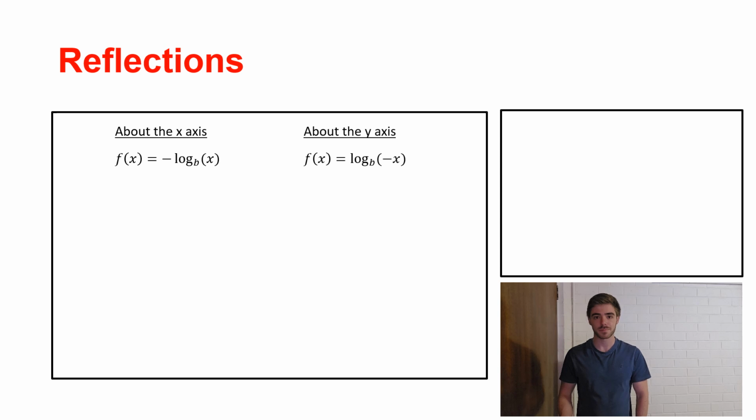Reflections are identified by negative signs, either attached to the front of the logarithm or directly to the x variable. If your negative sign is attached to the logarithm, then that is a reflection in the x, whereas if it's attached to the x variable specifically, then that's a reflection in the y instead. Let's not forget, the base of your logarithm can also cause the graph to reflect. So there's multiple scenarios that you need to keep track of.